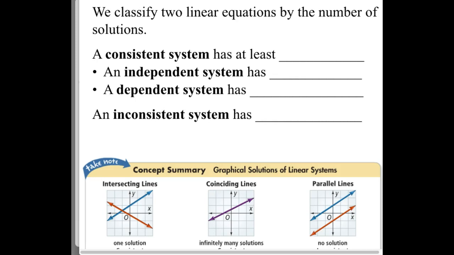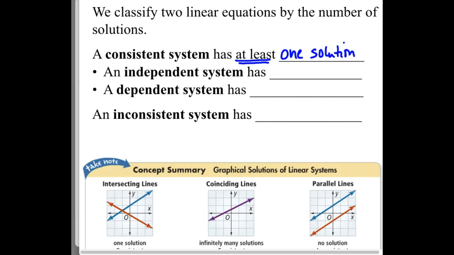All right, the last little bit that we're going to talk about today is looking at the different possibilities. We've had examples where both lines have intersected in one spot. That's not always going to be the case. So we're going to classify the equations by the number of solutions. If the system is consistent, we are looking at a system that has at least one solution. Okay? Underline that at least. Consistent means it has at least one solution.